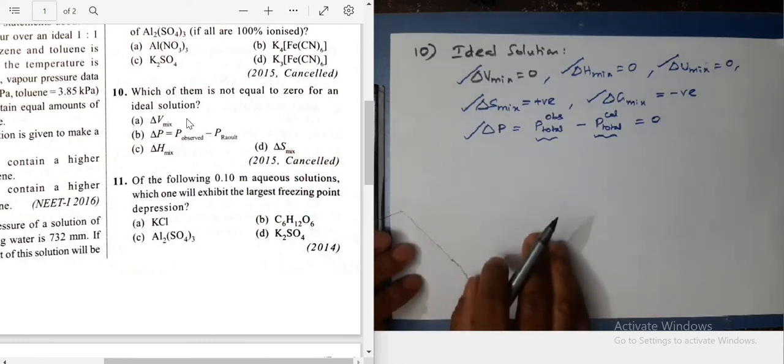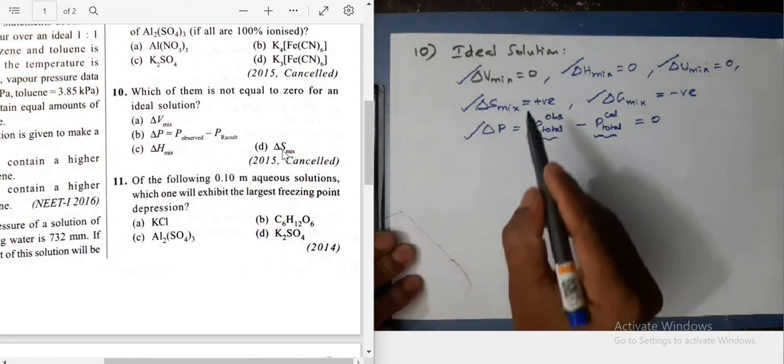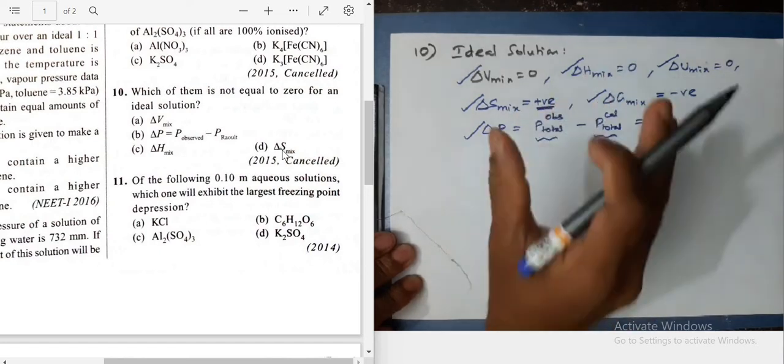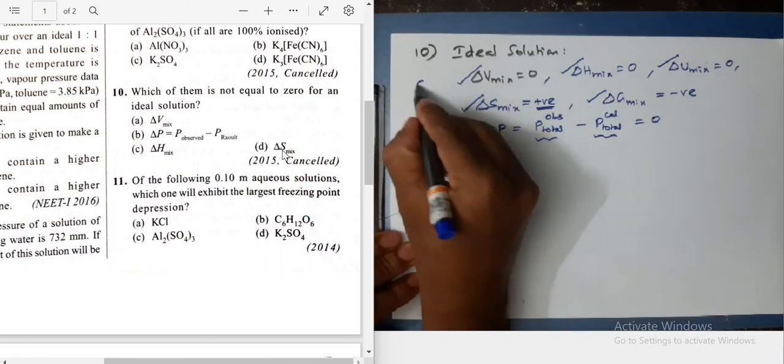Okay, these are some of the conditions of ideal solutions. Now see question number 10, which of them is not equal to 0? Among the 4, which is not equal to 0? Delta V mixing should be 0 for ideal solution. Delta P, pressure observed minus pressure calculated from Raoult's law, this also should be 0. Delta H mixing should be 0. Delta S mixing should be positive. It should have some positive value, it cannot be 0. Therefore, the correct option for question number 10 is option D.